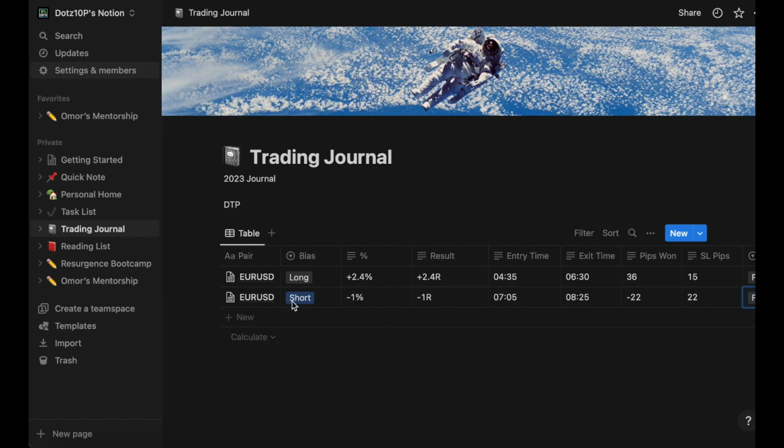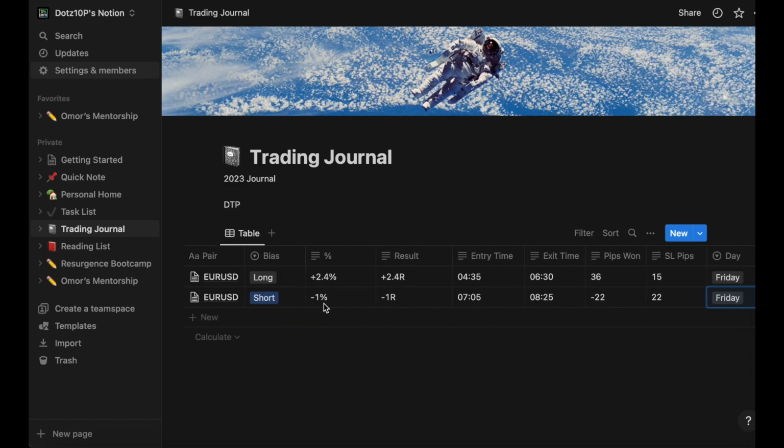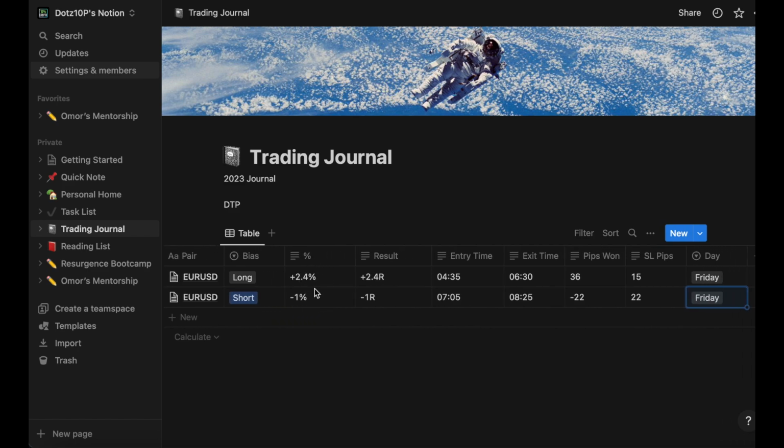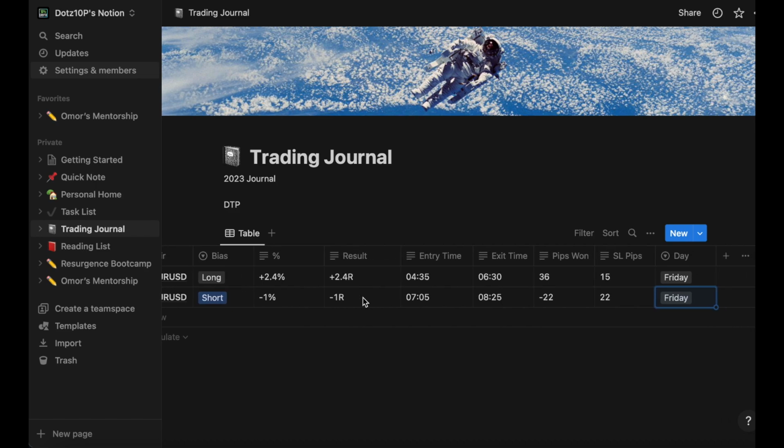It's going to be Euro USD. The bias, was it a long, was it a short? The result, percent-wise, because your percentage in a trade can differ depending on your partials and other factors. The actual result, R-wise, the percent you risk versus the R you gain can be different. In my case, pretty consistent because 1% is usually 1R.